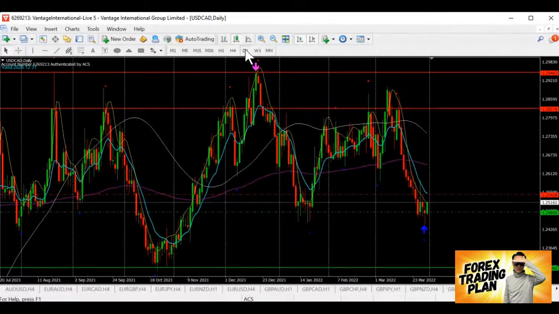Tomorrow is non-farm, so probably we may see something. Okay, so let's see. We are going to take a look at what this dollar CAD is going to do.